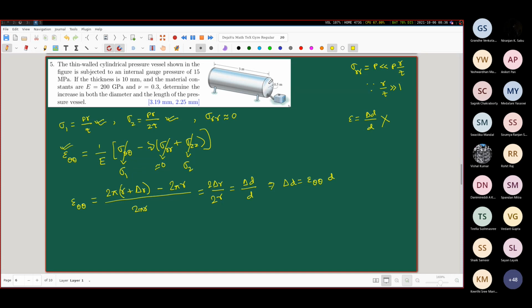Because understand that epsilon theta theta is along the circumference. So you have to track the change in the length of the circumference. This is a very, very important concept. What about the change in the length? For that, what do I do? Which epsilon? Sir, epsilon ZZ. Yes. So epsilon ZZ. Now epsilon ZZ again in terms of the formulas will be what? Sigma formula for the generalized Hooke's law. This thing.